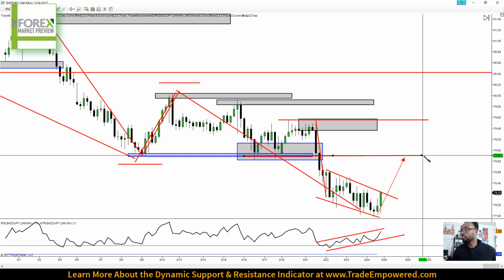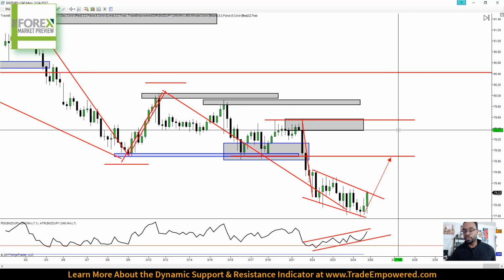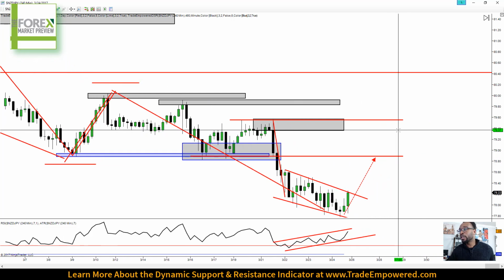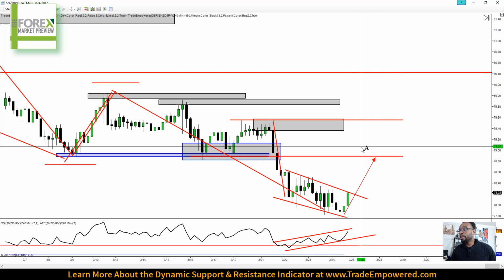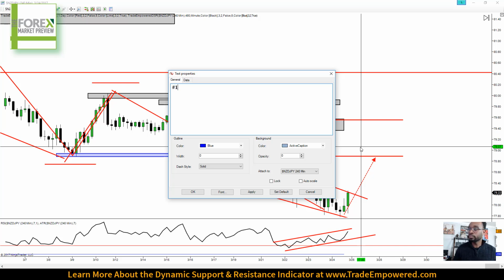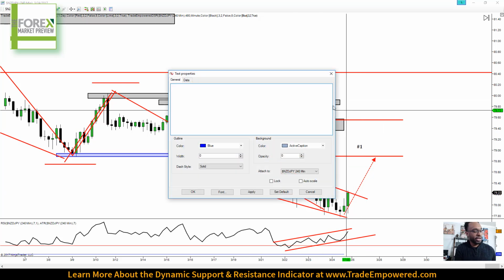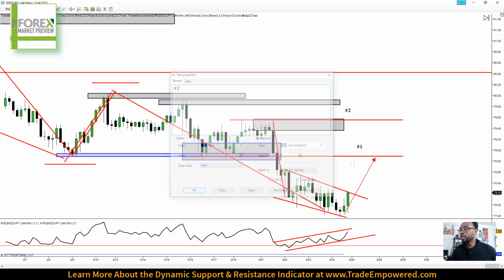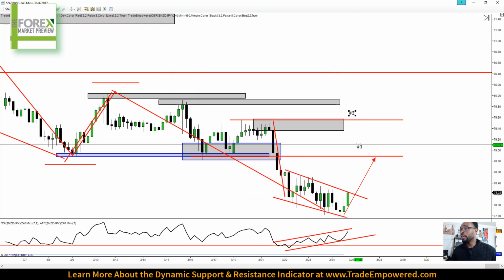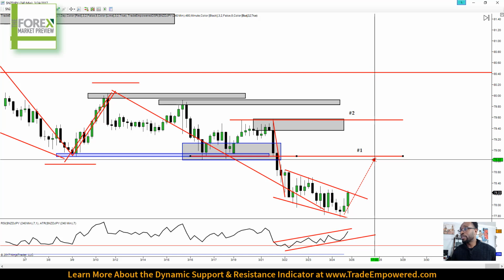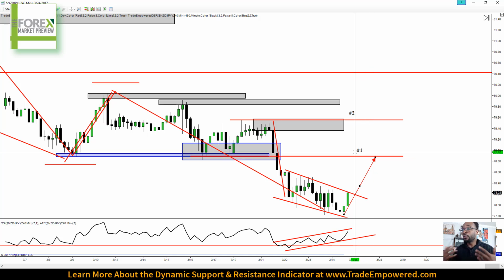So as I'm looking to generate an idea for what I want to do with this pair for next week, right now I know the 2 levels that I'm looking at. Level number 1 is going to be right here for a potential short. Level number 2 is going to be right here for a potential short. And all I have to do now as a trader is wait for price action to come up here, and then look for my reason for entry.